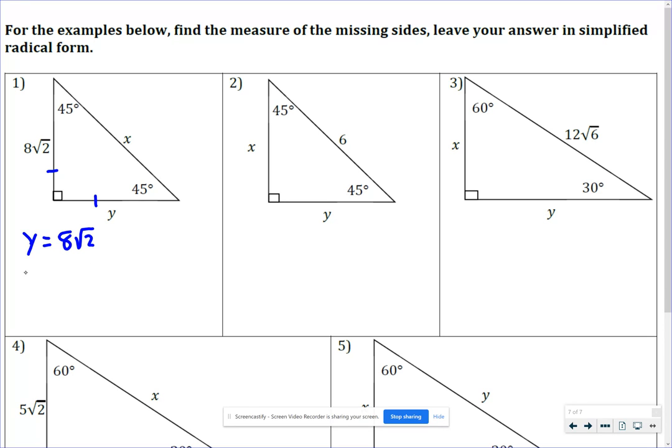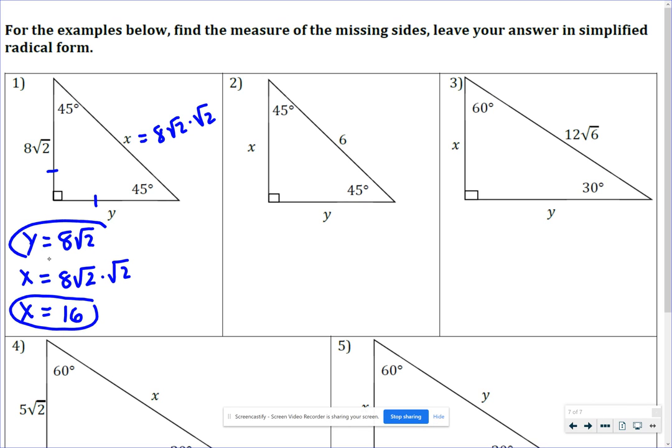The x, I'll work on that one a little bit harder. X is the leg times the square root of 2, because the x is my hypotenuse. So my hypotenuse is going to be 8 square roots of 2, the length of the leg, times the square root of 2. If we simplify that, square root of 2 times the square root of 2 is 2, and 8 times 2 is 16. So my hypotenuse is 16. My other leg is 8 square roots of 2. And we're done.